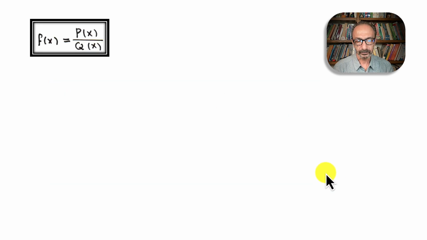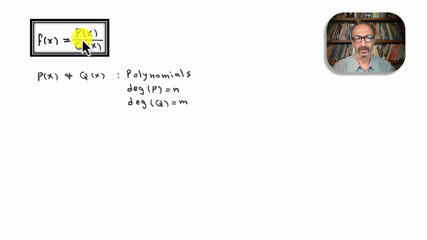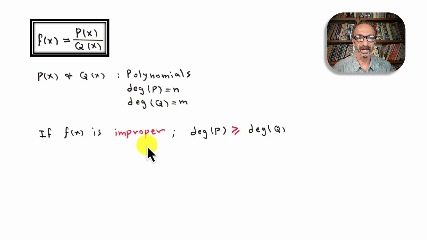Now, in case the polynomial p of x on top has a higher degree than q of x, or even similar, like not less than. So if the degree on top is n and the degree right here is m, and we have the degree of p, which is n, greater than or equal to the degree of q. So n is greater than or equal to m. Then we use long division, and we end up with the following.